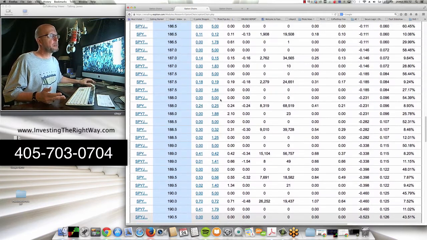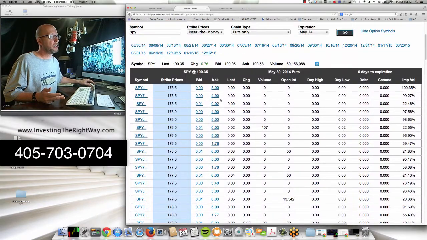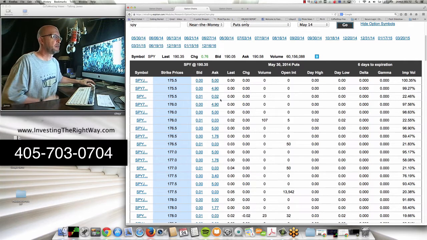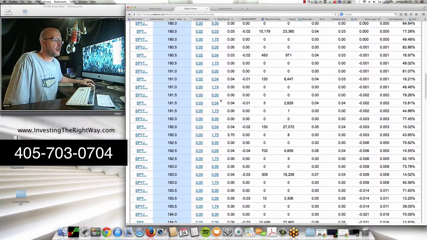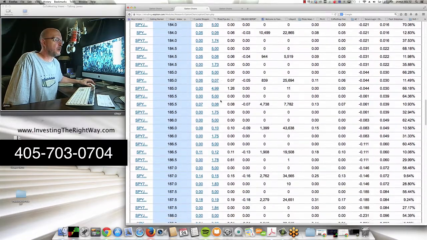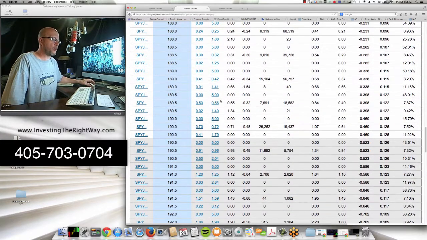So let's pull up SPY. Let me scroll up and see where I'm at here. Give me just a second. We're looking at SPY, puts only, same expiration date, 6 days out. SPY, puts only, 6 days out. Now, we're too far out to get a double, but let's go down and find that separation point.